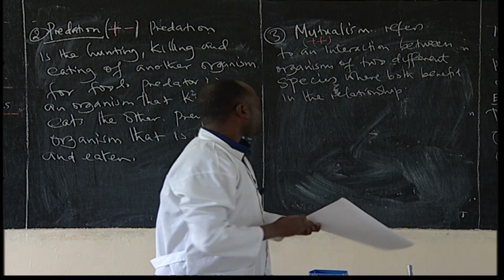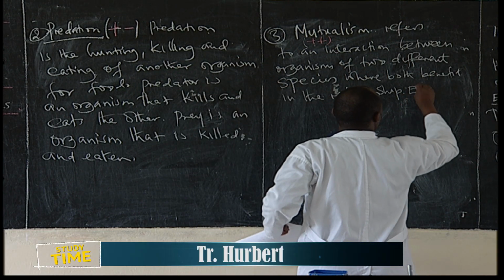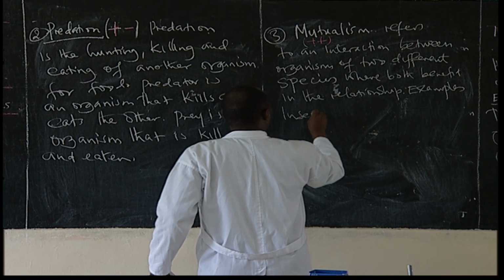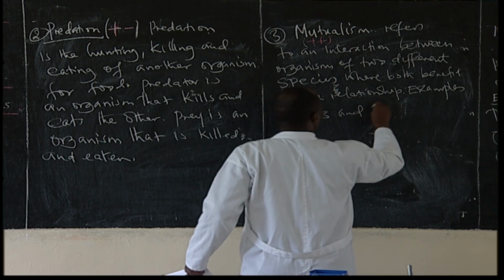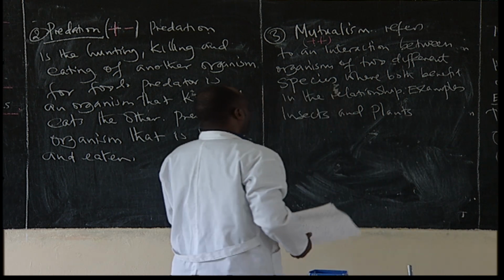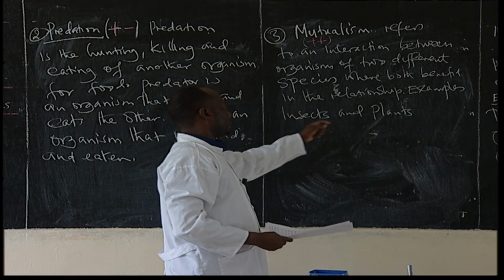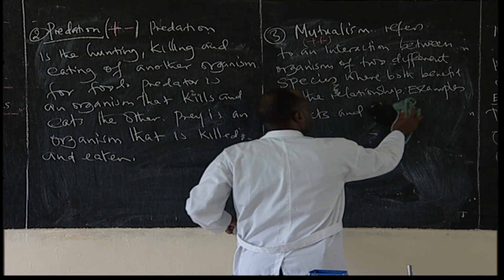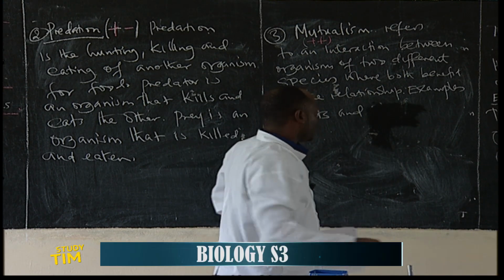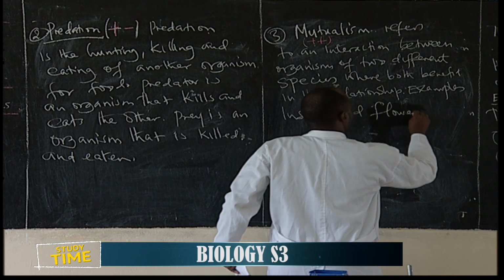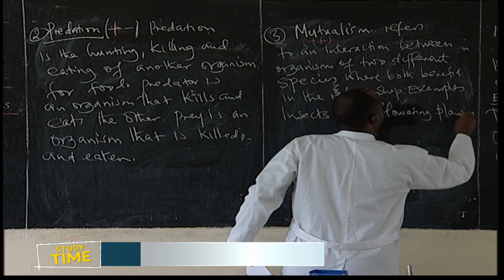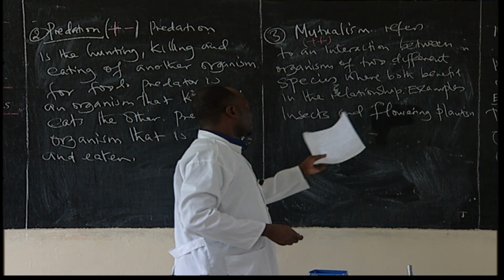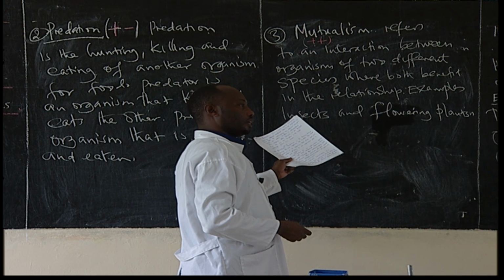What are the examples of mutualism? We have insects and flowering plants. Both of them benefit from each other. Insects normally help with pollination of the flowering plants, as well as getting nectar from the plants.